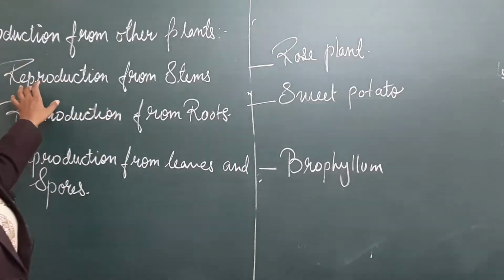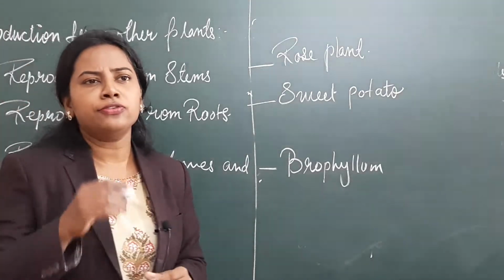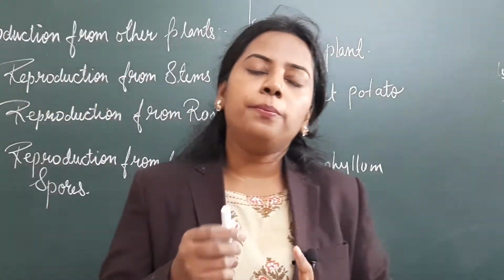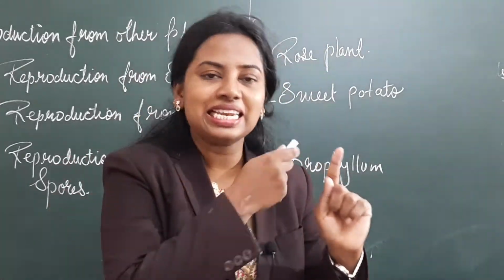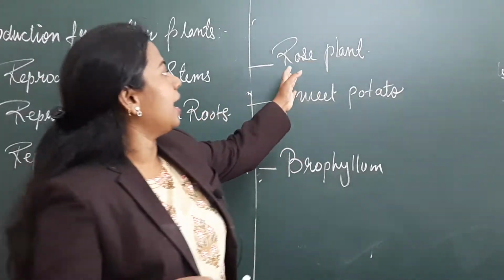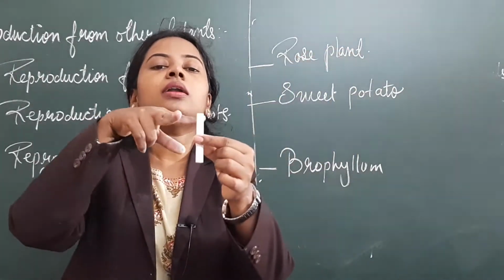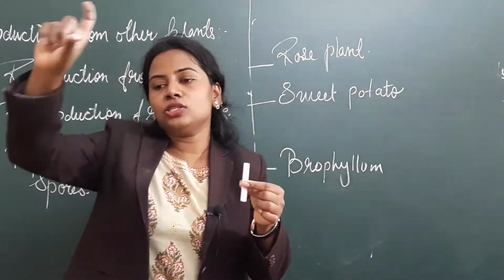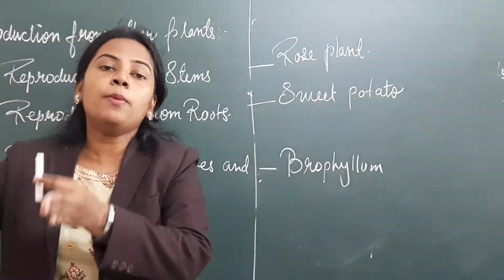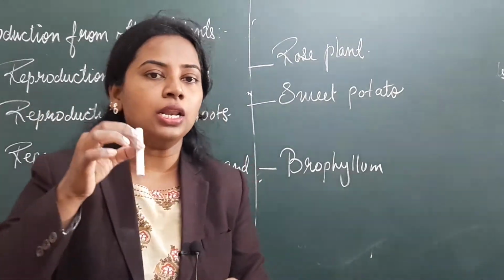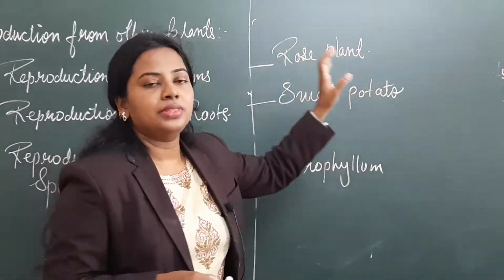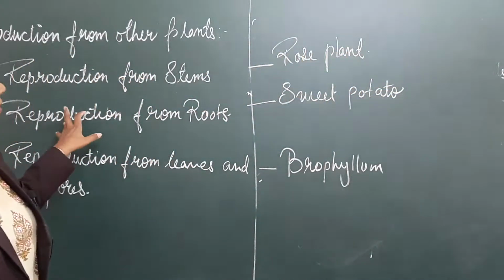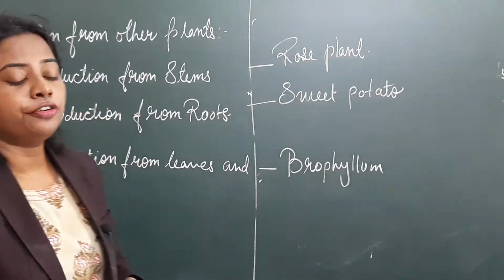How are those done? Reproduction from a stem. As you see in tree plantation, with some plants, if you cut the stem, take a rose plant, if you cut a rose plant stem and sow it in other soil or another pot, then also it will grow. That is reproduction from a stem. This is the example.